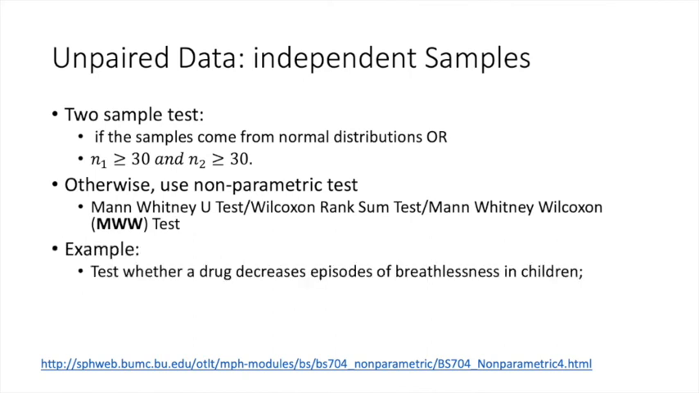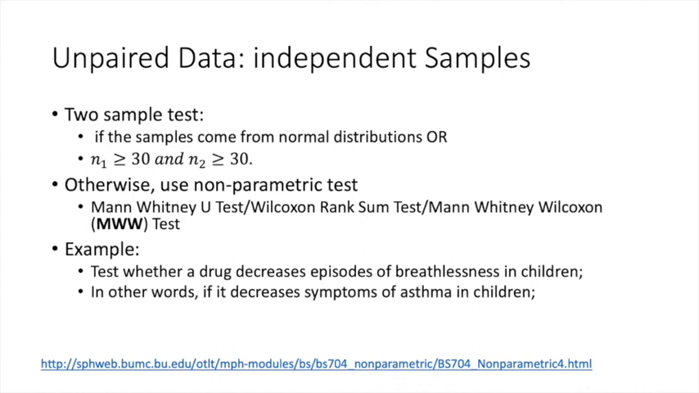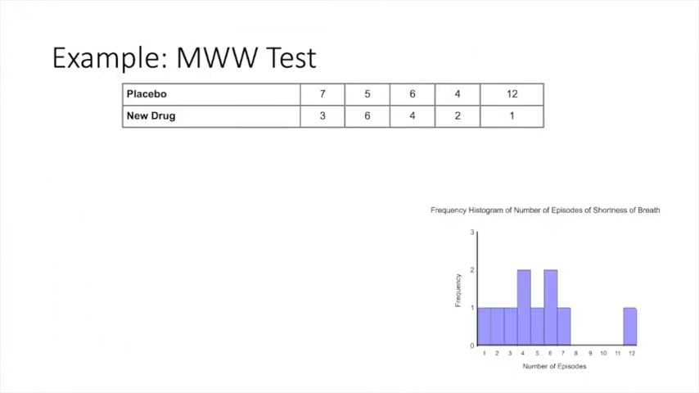Suppose we wish to test if a drug decreases the episodes of breathlessness in children. In other words, if it decreases the symptoms of asthma. We have 10 participants. We randomly divide them into groups of 5. We give one group the drug, and to the other group we administer a placebo. Clearly there is no pairing here, and the samples are completely independent.